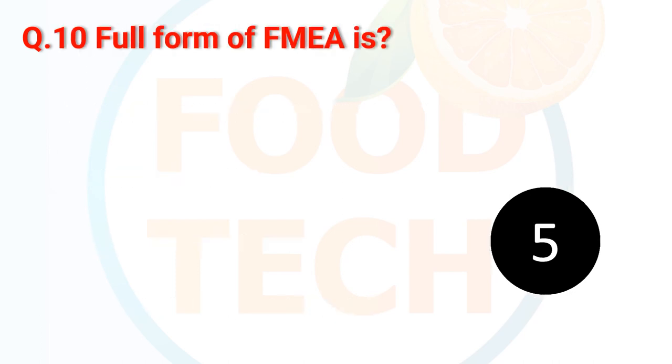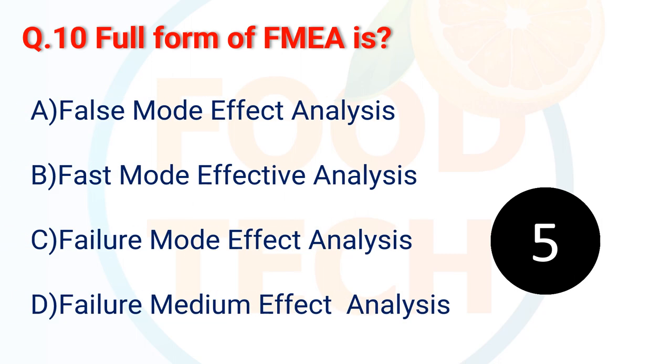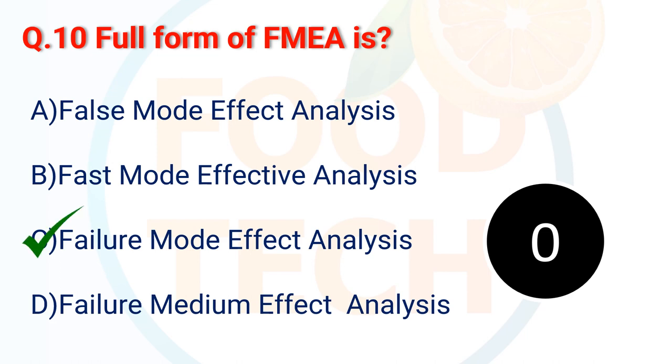Question 10. Full form of FMEA is A. Fall mode effect analysis. B. Fast mode effective analysis. C. Failure mode effect analysis. D. Failure medium effect analysis. The answer is C. Failure mode effect analysis.